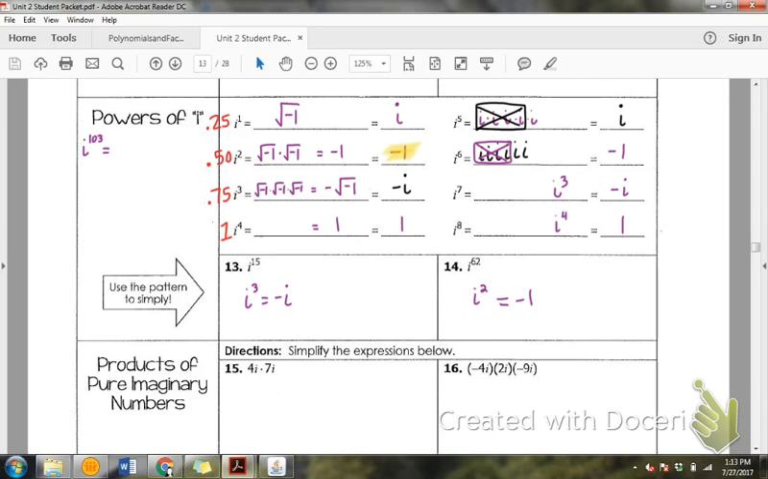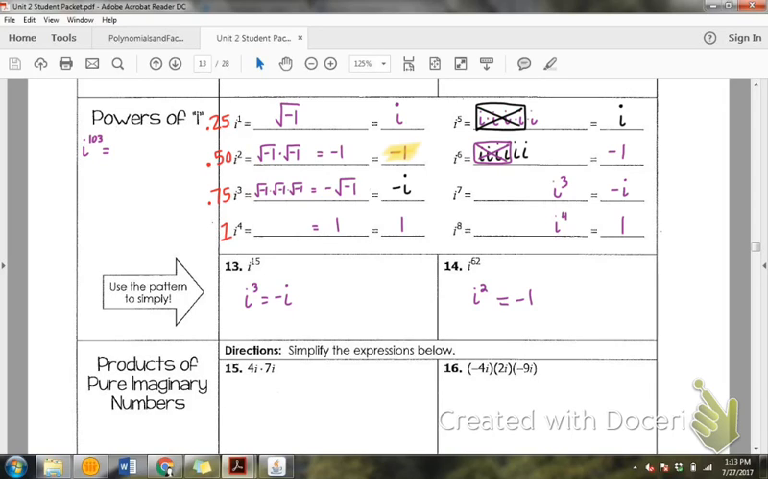I'm making them big so that you can understand our process. We're always dividing by 4. So take your calculator. 103 divided by 4. We're looking at the remainder. 0.75. So it's i to the third.